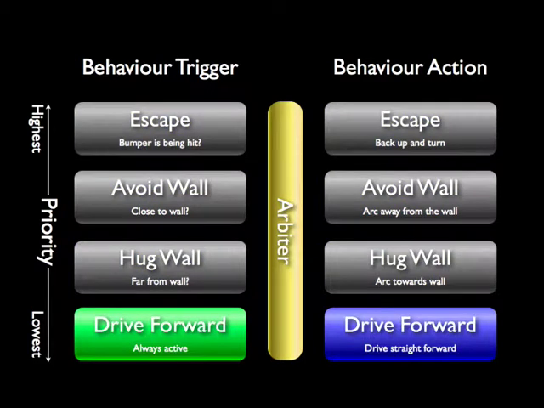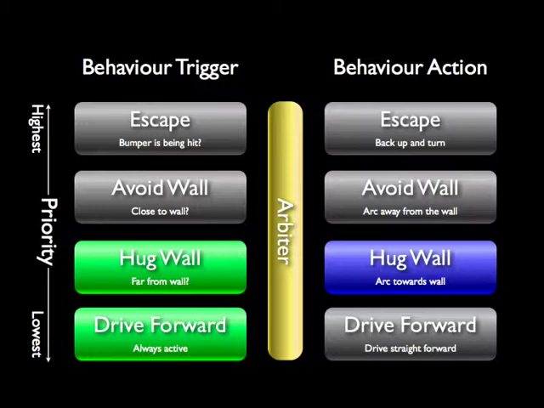We've got a behavior with a low priority that's always active, and that means if the robot's not doing anything else, it will do this. So the robot will always drive forward unless there's something more pressing for it to be doing. Let's say that the robot is far from the wall. Well, the hug wall behavior will trigger, and the arbiter will say, well, that's more important than driving forward, so the hug wall behavior action will take effect.